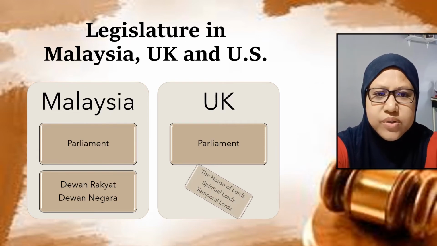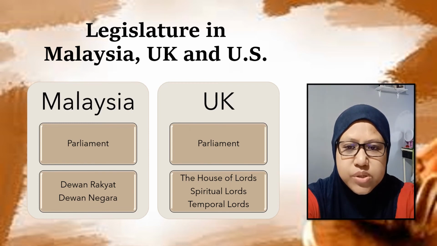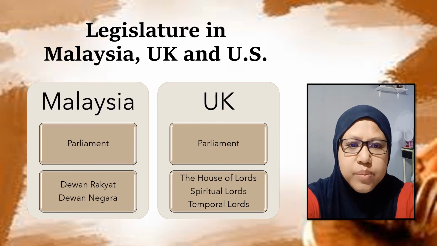The House of Lords is the second chamber, or upper house, of the UK Parliament. There are 2 types of Lords in the House of Lords, which are spiritual lords, who are members of the clergy, and temporal lords, who are hereditary or life peers.